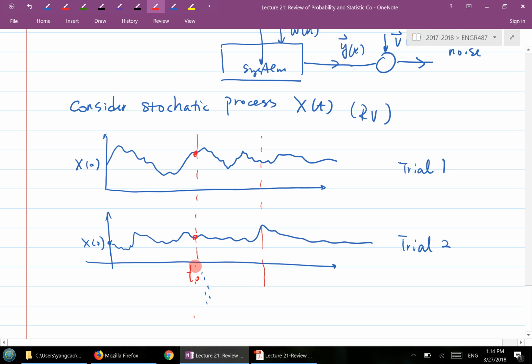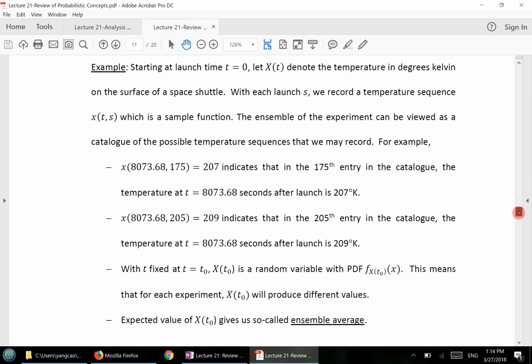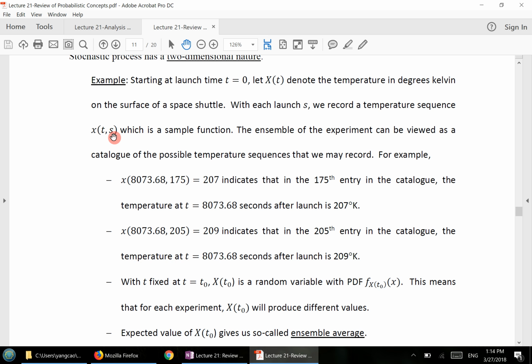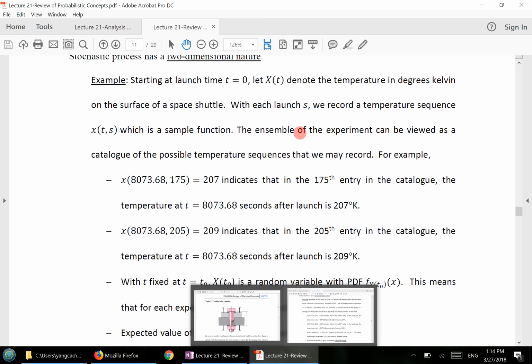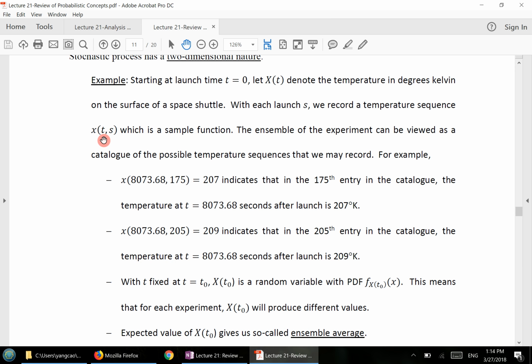So let's say, for example, if you are space engineers, and you're interested in the launching of a space shuttle and also the temperature on the surface of the space shuttle. So what you could do is collect information for each launch. It's like one trial, right? At each launch you can track the temperature at a certain location throughout this launch.